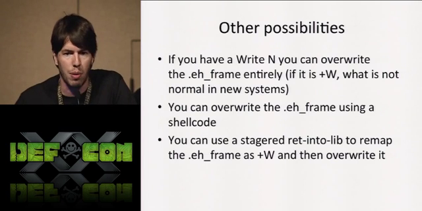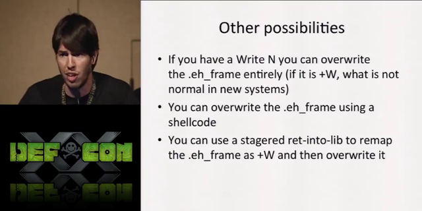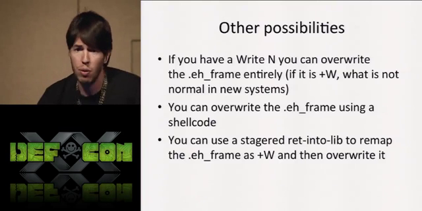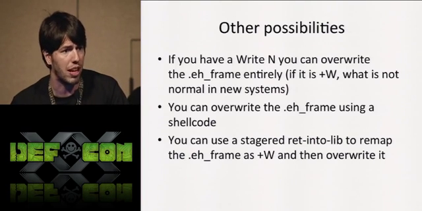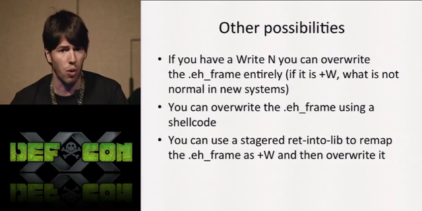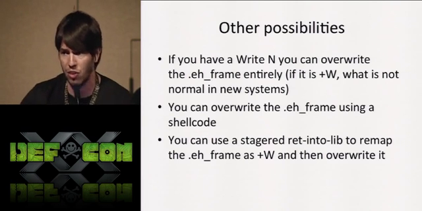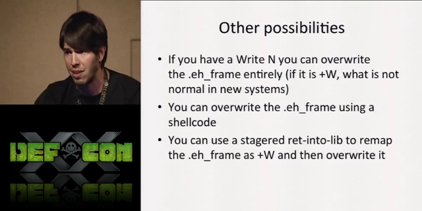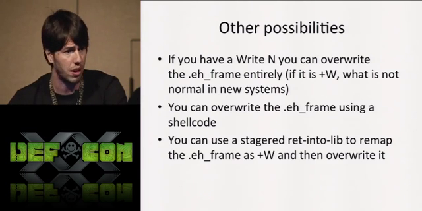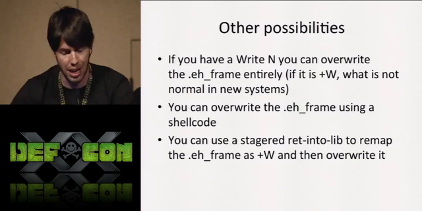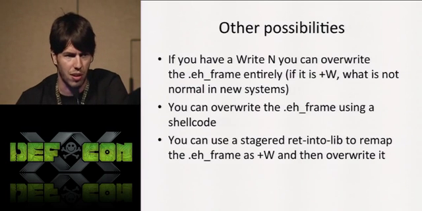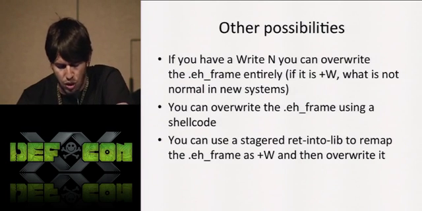But you can do much more. Of course, as we mentioned, with older versions of GCC, if you have a write-n, which means you can write anywhere in memory as many bytes as you want, you can just overwrite the section itself and throw an exception directly. You don't need to locate the pointer or mess with leaks. So older systems are even easier to use this kind of technique on.